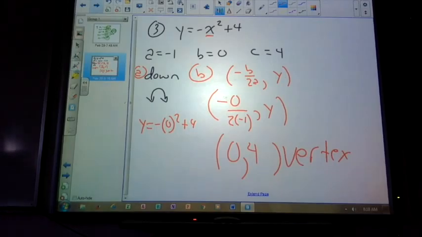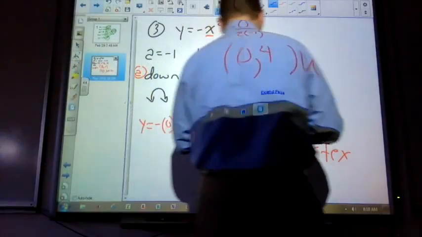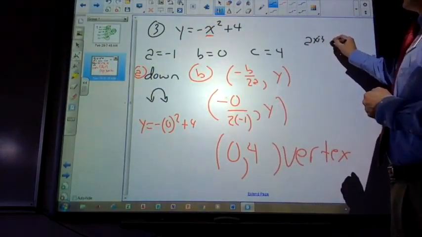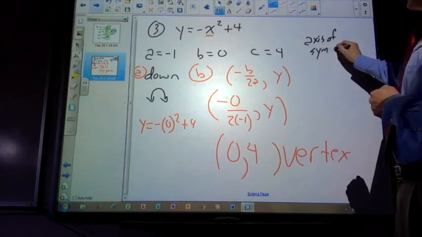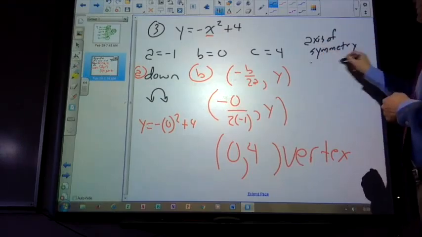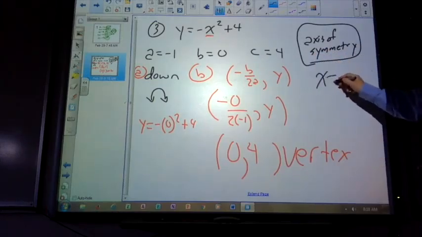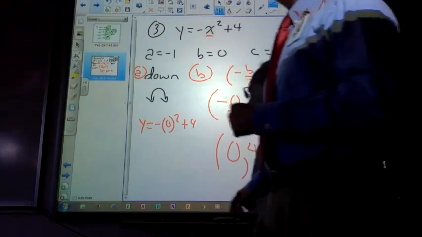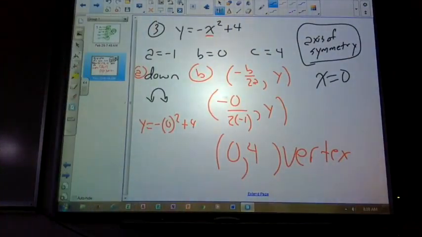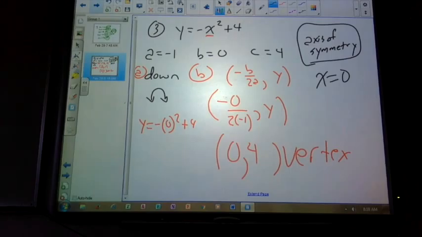Find the equation of the axis of symmetry. It's the x component. X equals 0 is a vertical line. A vertical line has an undefined slope, right? Remember, the axis of symmetry is the vertical line that I can fold the parabola over on top of. It has to go right through the vertex, which is the highest of the low points.